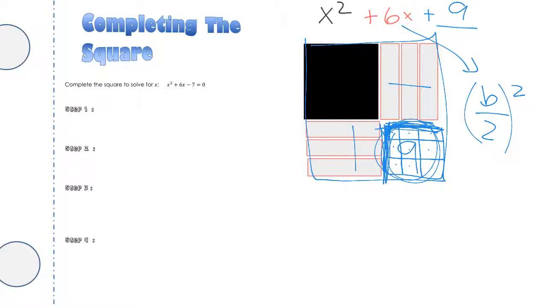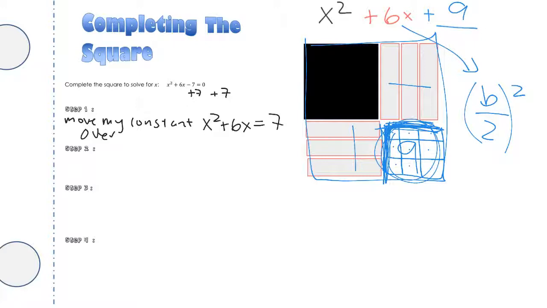So looking over here at this first example, if I wanted to complete the square, the first step would be to move my constant over. So I'm going to take that 7 and move it to the other side so I have room to complete the square. So I'm left with x squared plus 6x equals 7.